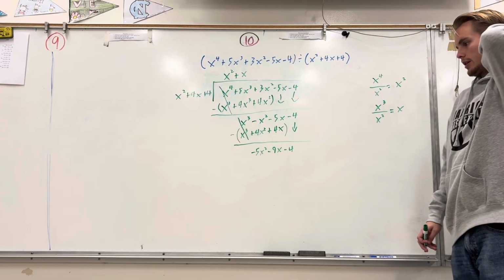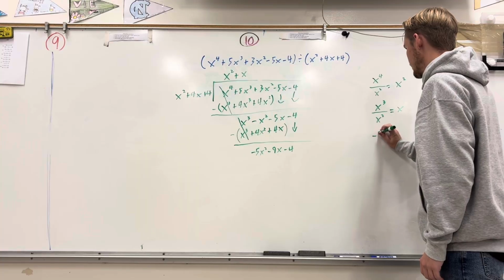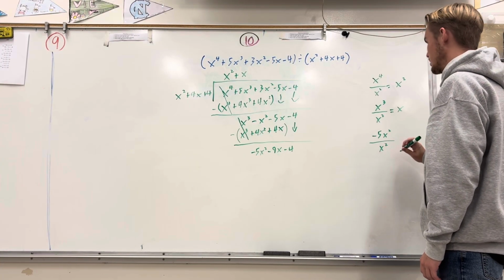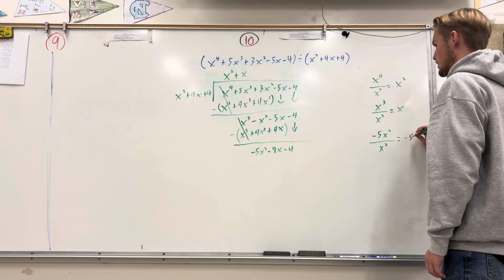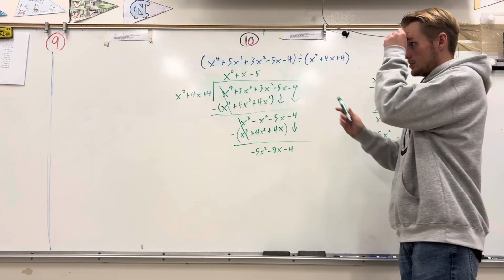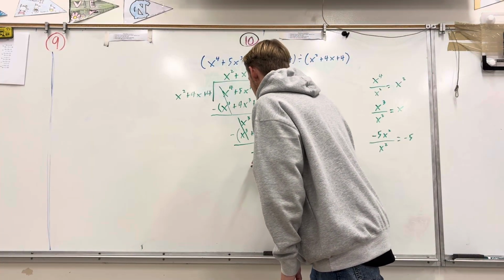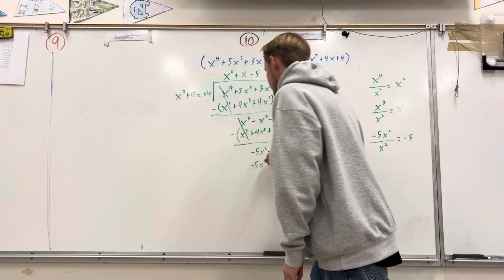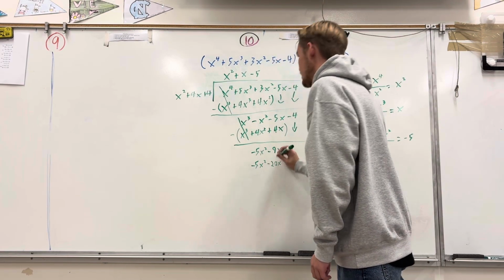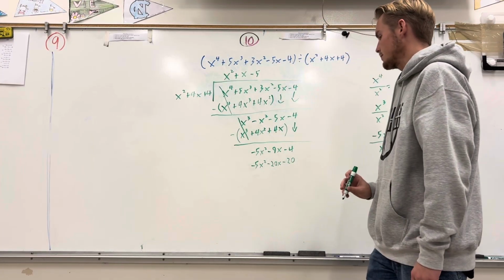Okay, now we're doing it again. First term here divided by first term here. So we have negative 5x squared divided by x squared, and that just equals negative 5. So we put a negative 5 here, and we multiply negative 5 times all three of these terms. So negative 5 times x squared is just negative 5x squared. Negative 5 times 4x, that's just minus 20x. Negative 5 times 4 is just minus 20.